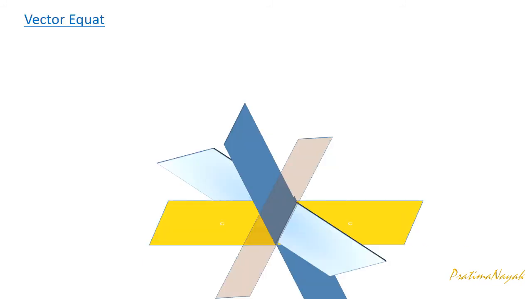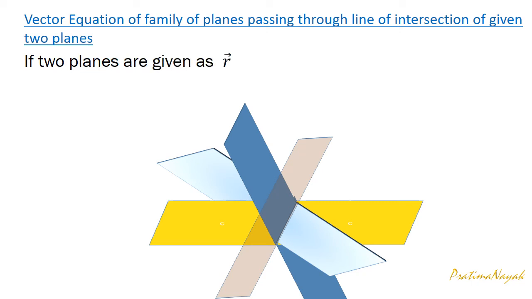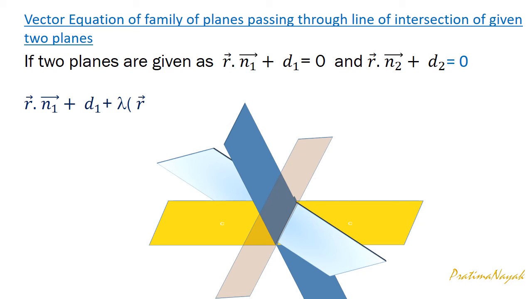So let us write the vector equation of the family of planes passing through the line of intersection of two given planes. r vector dot n1 vector plus d1 is 0 and r vector dot n2 vector plus d2 is equal to 0 is simply r vector dot n1 vector plus d1 plus lambda into r vector dot n2 vector plus d2 is equal to 0. So this represents the vector equation of the infinite number of planes.